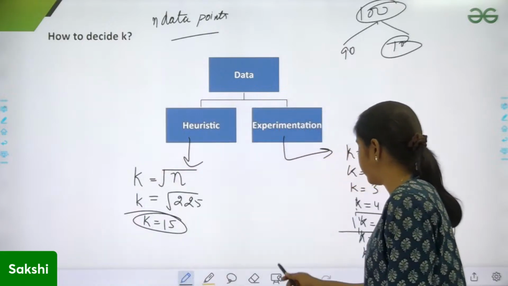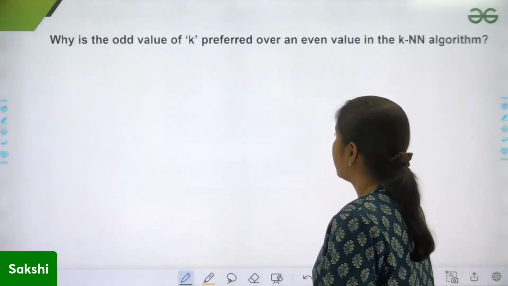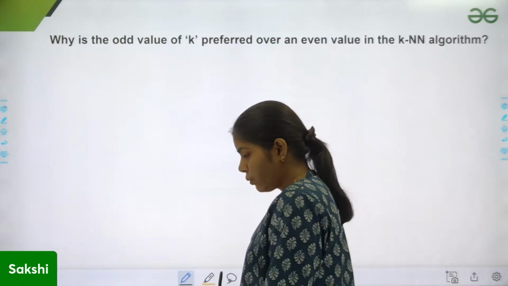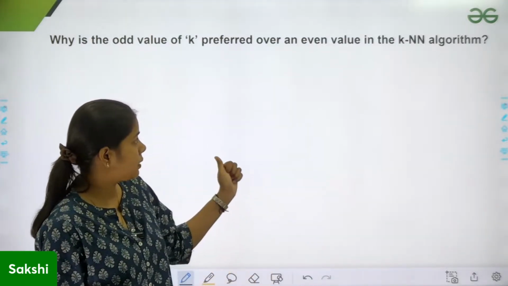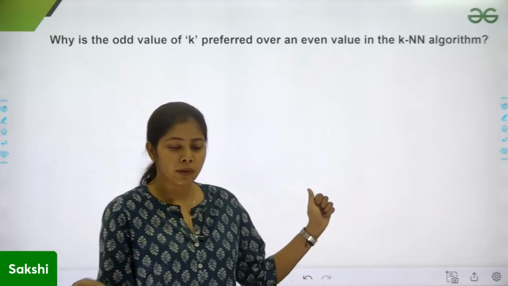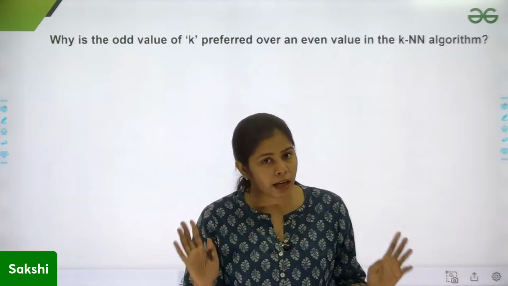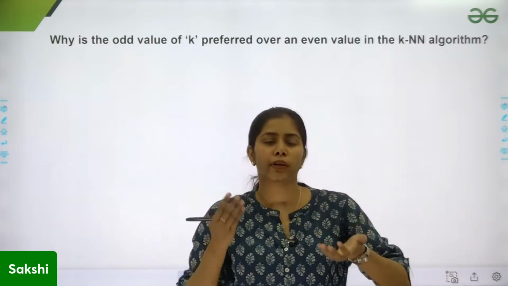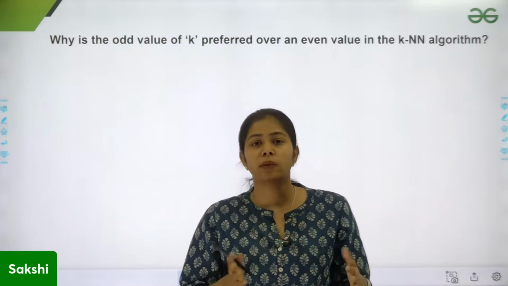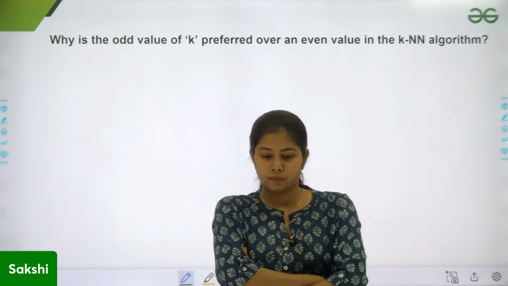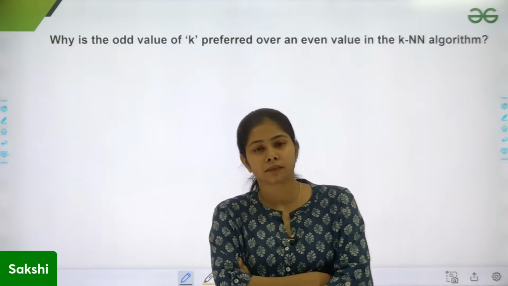Okay, let's move forward. Guys, you have heard this line that odd value of k is better, or we can prefer odd value as compared to even value of k. Can you tell me why? Do you have any idea about that? Or just think about it right now. Why is odd value preferred? Just tell me, guys.